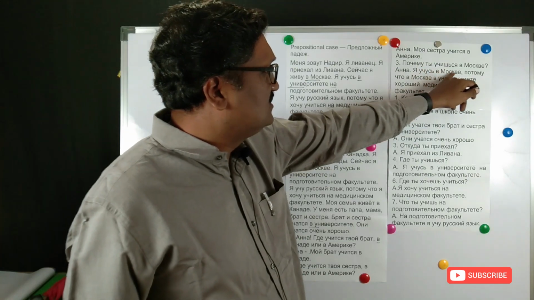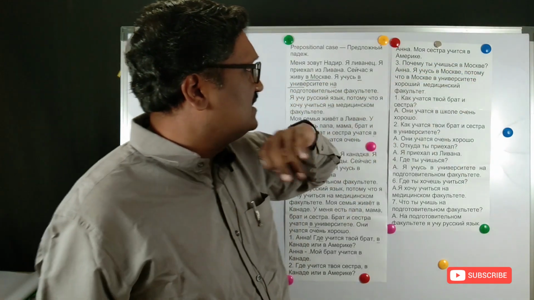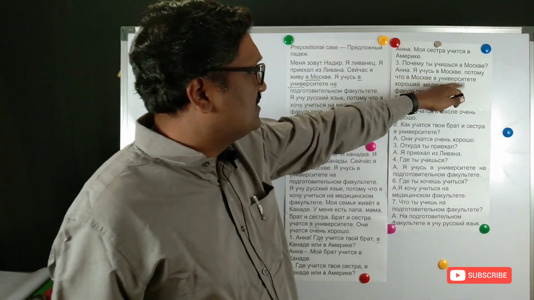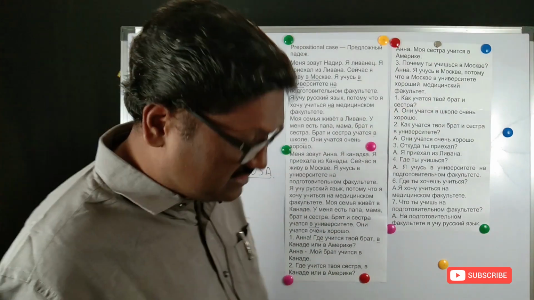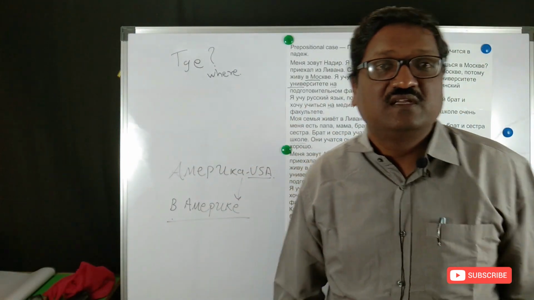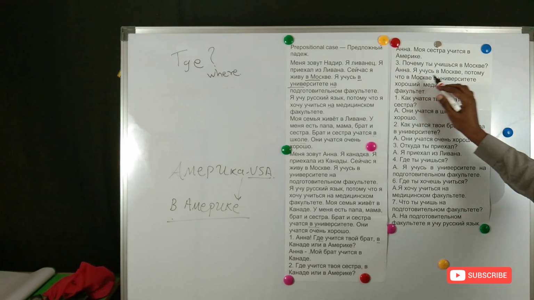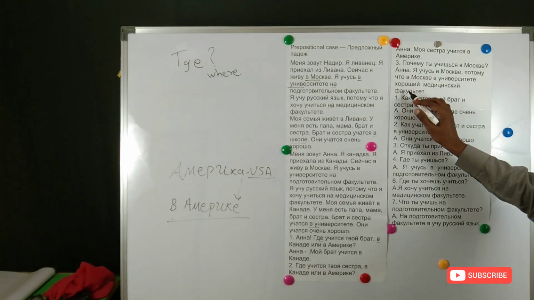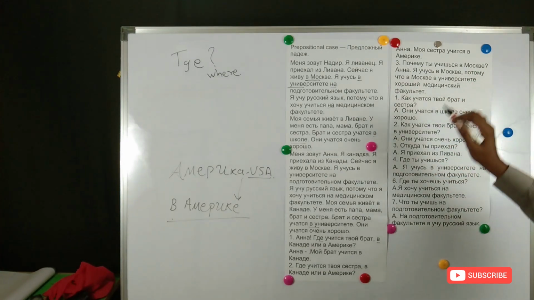Почему ты учишься в Москве? Nadir is asking Anna, почему ты учишься в Москве? So Anna is saying, я учусь в Москве, потому что в Москве в университете хороший медицинский факультет. Now why he is asking, why are you studying in Moscow? To that she is answering, in the university in Moscow, the medical faculty is very good. That is why I am studying in Moscow.